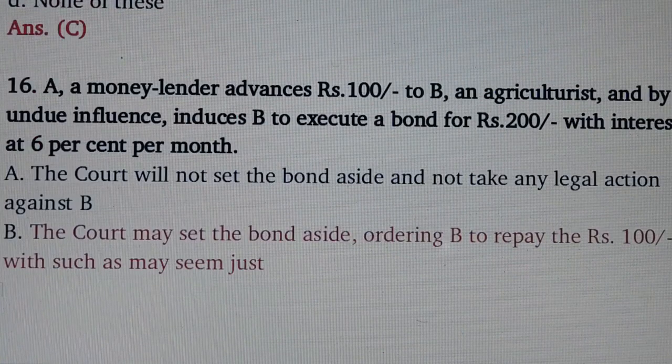Question number 16. A moneylender advances rupees 100 to B, an agriculturist, and by undue influence induces B to execute a bond for rupees 200 with interest at 6% per month. Answer is option number B. The court may set the bond aside, ordering B to repay rupees 100 with such interest as may seem just.